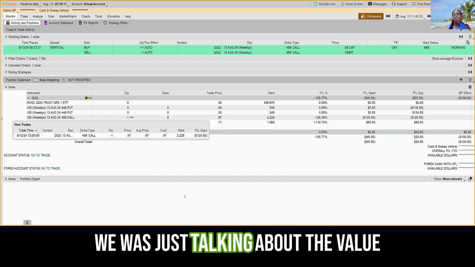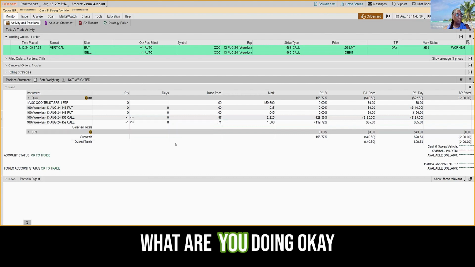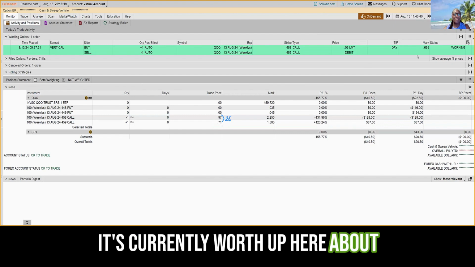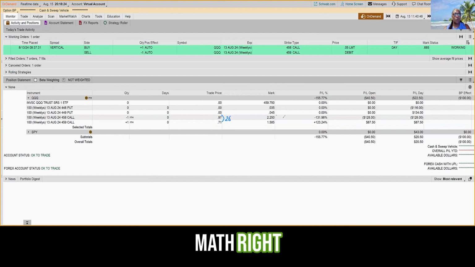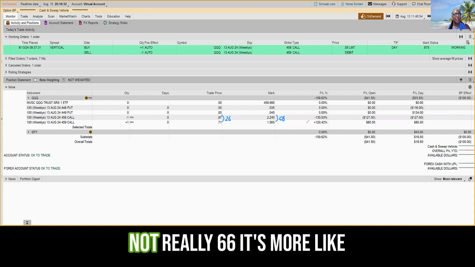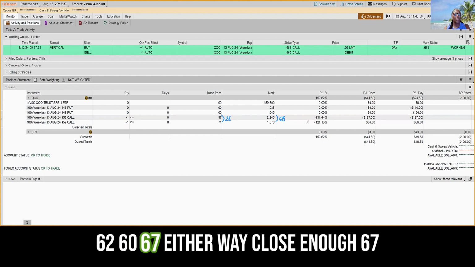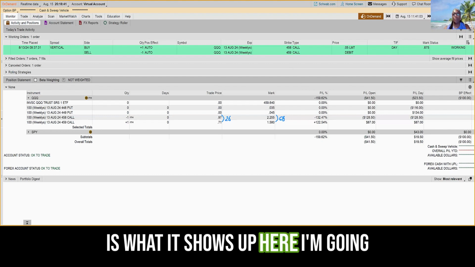Remember, we were just talking about the value. We took in 26. It's currently worth up here about 66. We could do our own math. That's not really 66, it's more like 62, 60, 67. Either way, close enough. 67 is what it shows up here.